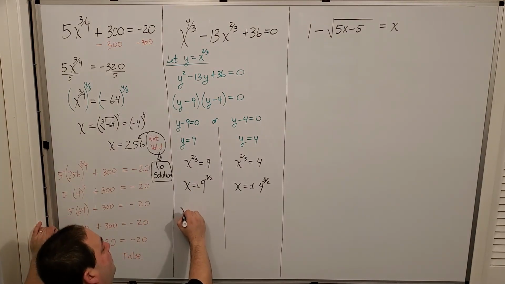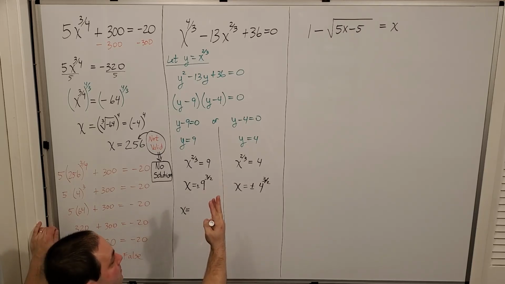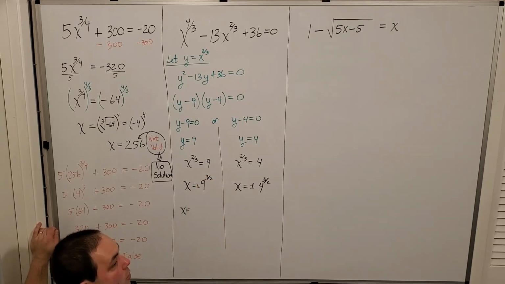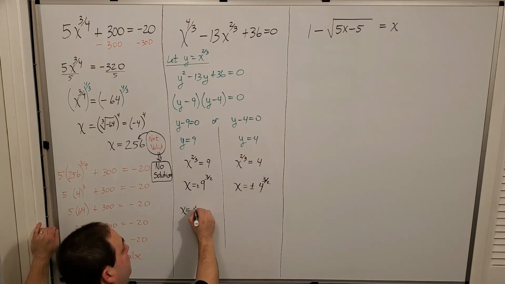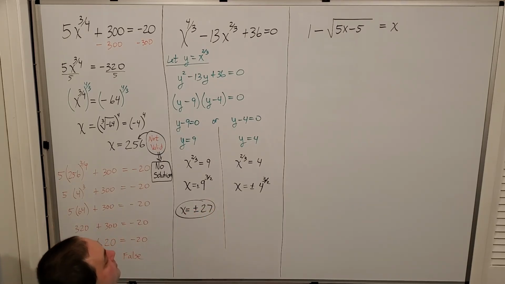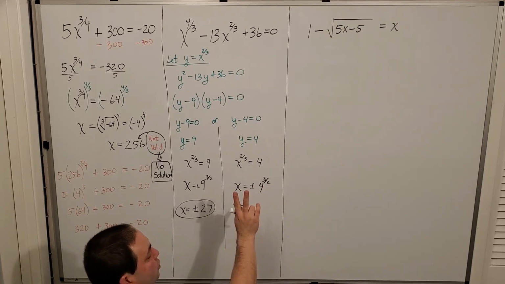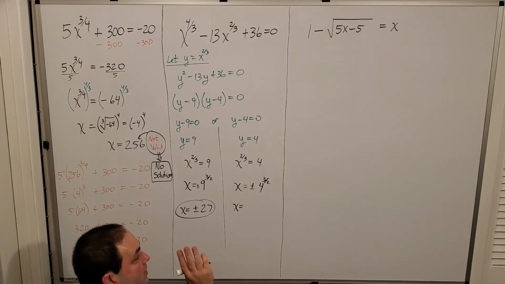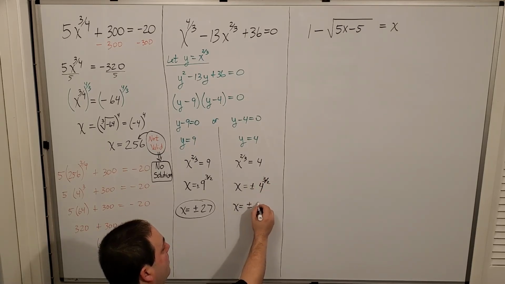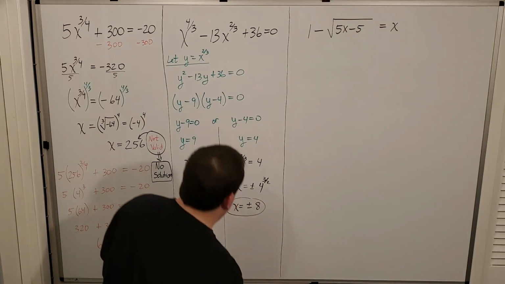Here what I'm going to get is the square root of 9 is 3. And 3 to the 3rd power is 27. So I'm getting plus or minus 27 for those two solutions. And here, the square root of 4 is 2. 2 raised to the 3 power is 8. So I'm getting plus and minus 8 for these two solutions here. Okay?